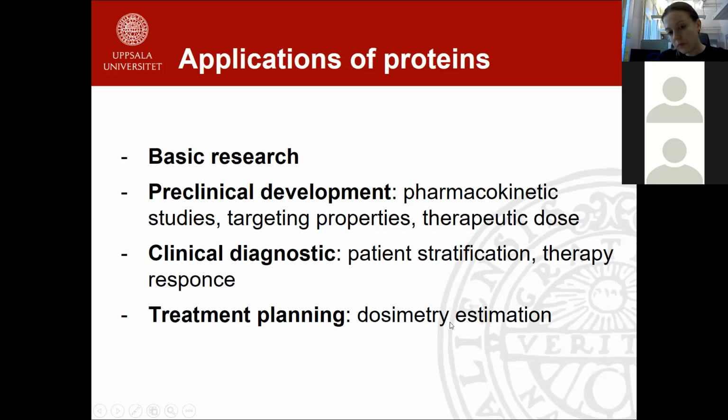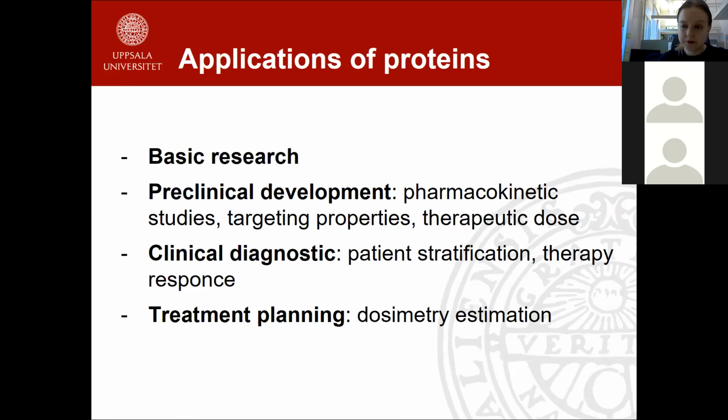By doing imaging, we can quantify the signal in the image, and we can quantify how much dose will be deposited in every organ. So how much dose will be in the kidneys, for example, how much dose will be in the tumor, and how much will be in blood. And we can do dosimetry estimation, so we can calculate what will be the dose to normal organs and what will be the dose to the tumor.